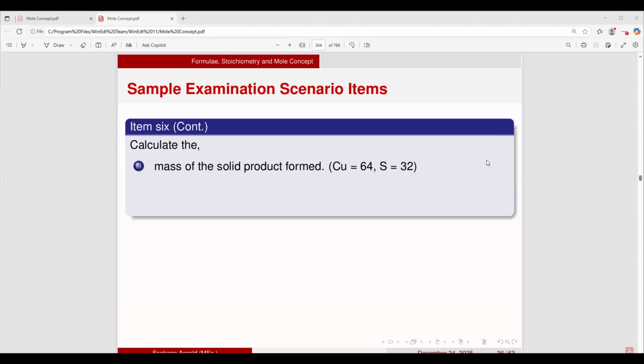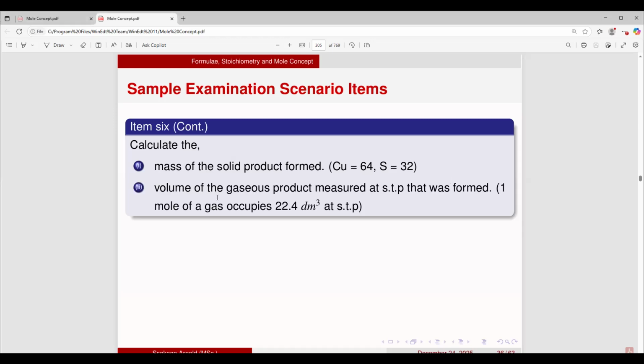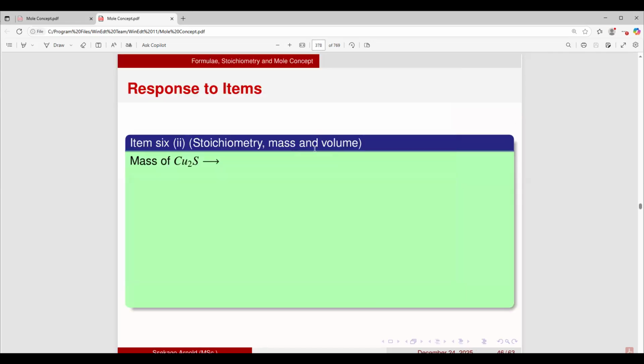So we had covered Roman 1. Now we are moving forward with Roman 2. Roman 2 was on determining the volume of the gaseous product, the gaseous product which is sulfur dioxide. So we go straight to our response.